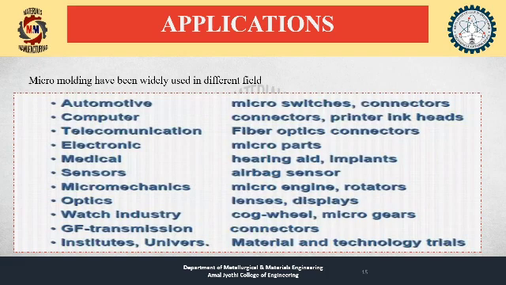In sensors, it mainly includes airbags and sensors. In micromechanics, it includes micro engines and rotators. In optics, it is used for lenses and displays. In the watch industry, it is mainly used for micro gears and cog wheels. For GF transmission, it is mainly used in connectors. Then in institutes and universities, it is mainly used in technology and material trials.